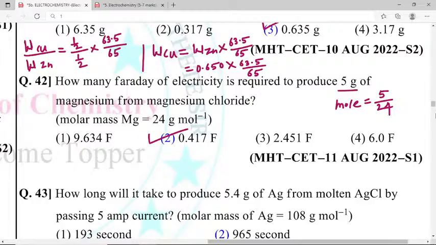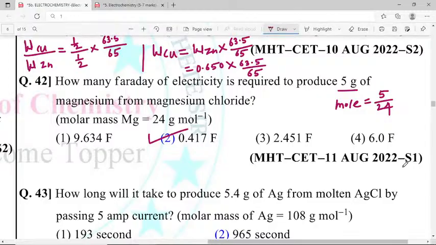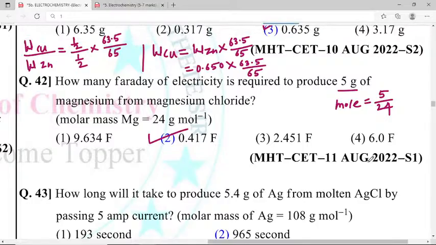So this is the mole, 5 divided by 24. So 1 by 5, how much? Magnesium, 1 mole of magnesium requires 2 Faradays.